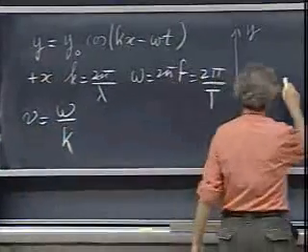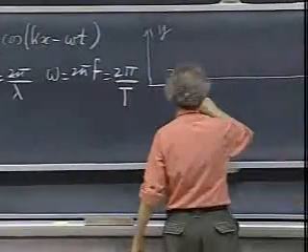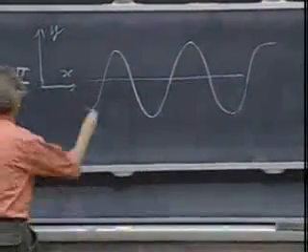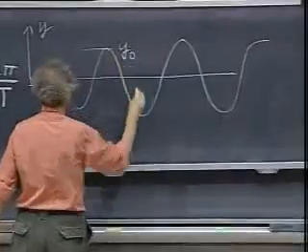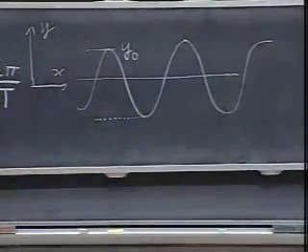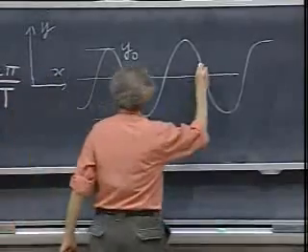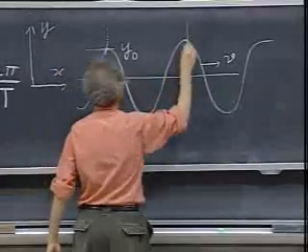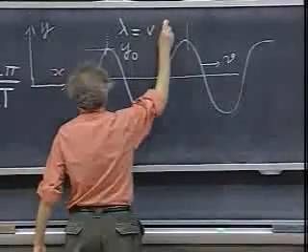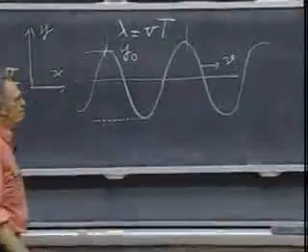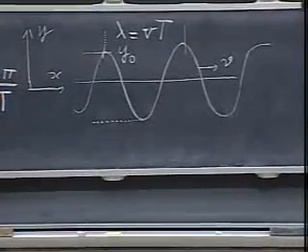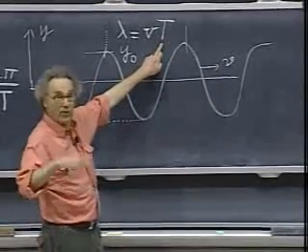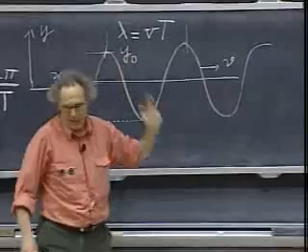And so, if I draw this string at a particular moment in time, this would be y0, that would also be y0, and it would propagate in this direction with that velocity, and this would be the wavelength, lambda. And that lambda is v times T. It's immediately obvious: if something propagates with a speed v, and it has T seconds for one oscillation, it moves over a distance lambda.